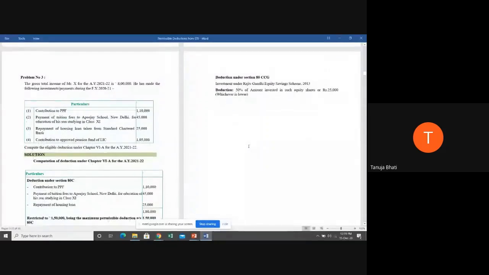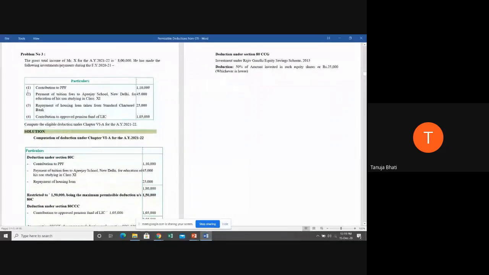Okay. So let us see one sum on 80C. The gross total income of Mr. X for the assessment year 2021-2022 is 8 lakh. He has made the following investments or payments during the financial year 2020-2021. Contribution to PPF. Students, tell me under which section will it come? Will it come under the section 80C, 80CCC, 80CCD or 80CCE?